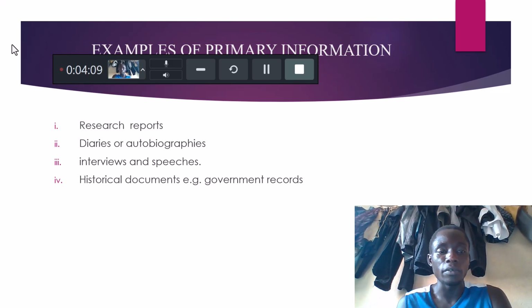This is what I meant by the example of the soldier. He can give his diary, depending on the information sources. Then there are also interviews and speeches, where once you interview someone, you get the right information.